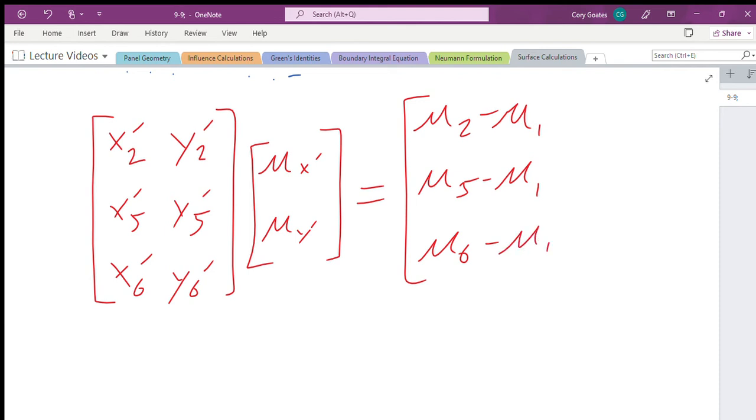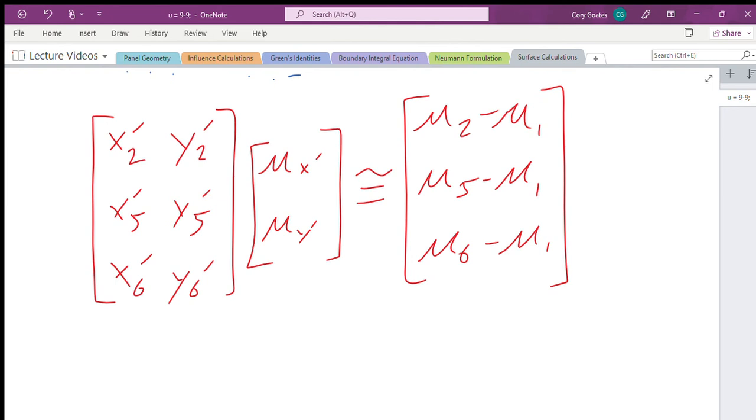Now, the astute among you will say, well, hold on a second. 3 equations, 2 unknowns, this is overdetermined. And you're right. So what we need to say is this is approximately equal. So we're not going to find a mu x and a mu y that exactly satisfy this relationship, but we can find ones that are pretty good, that'll approximately give us this. And we do that using least squares approximation.